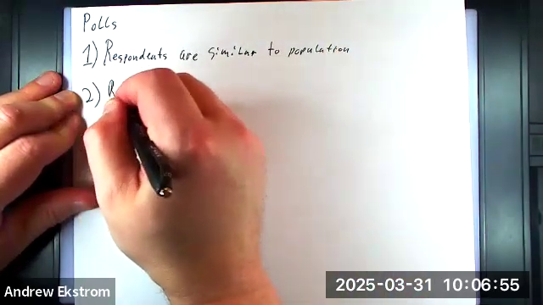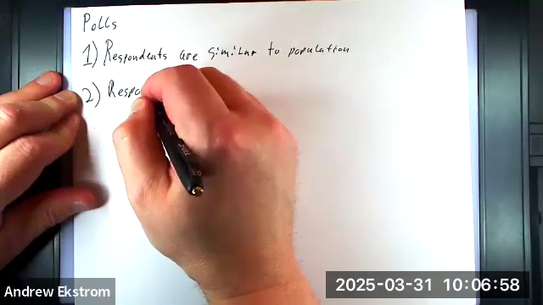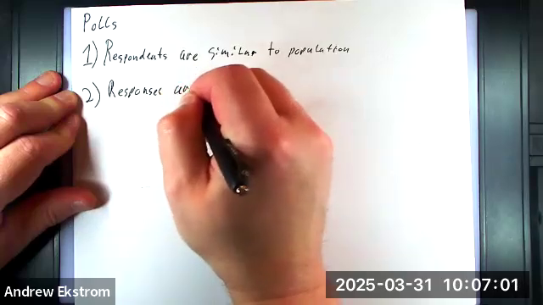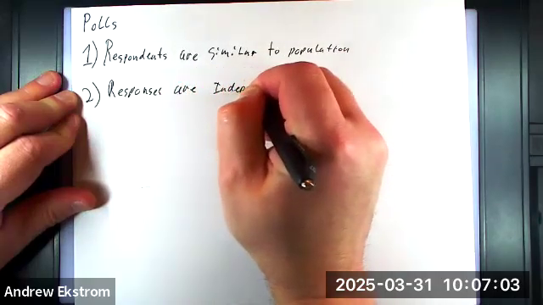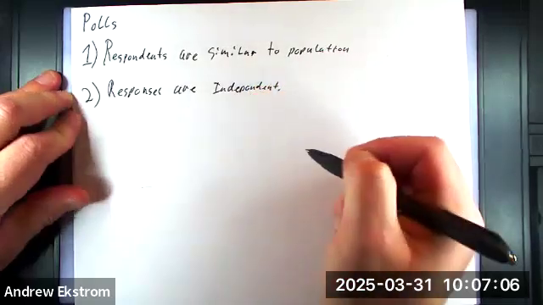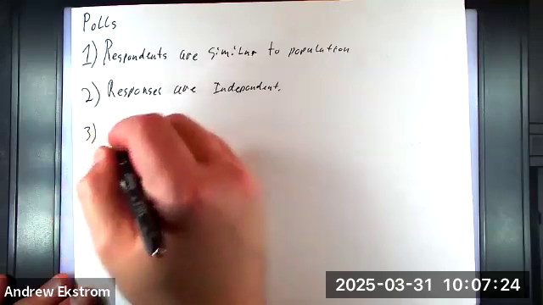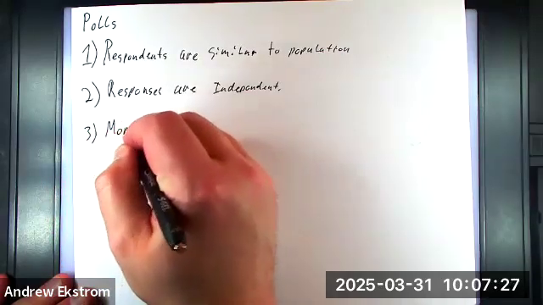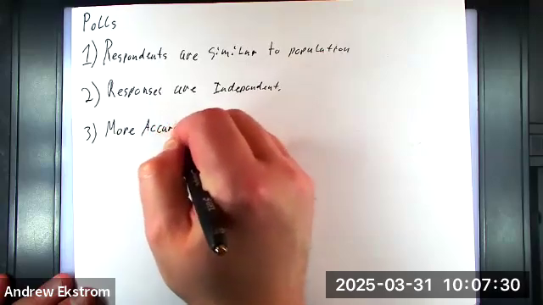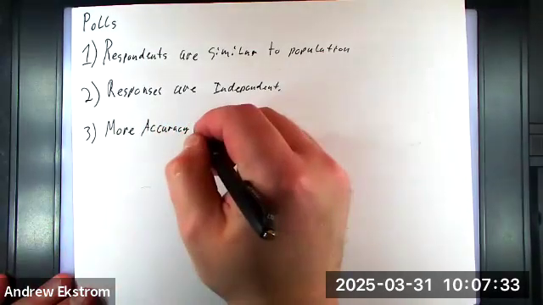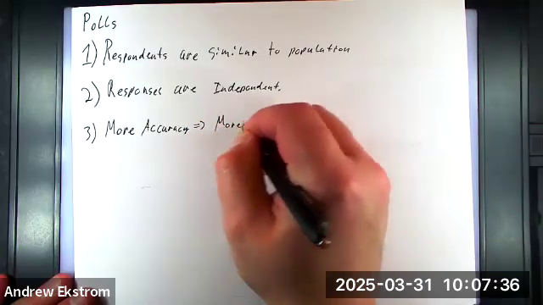Two, you have to make sure that the responses are independent. And then I'm sure there's other stuff, but if you can't do those first two things, don't bother doing anything with your poll because it's going to be total trash. And then another thing that we're going to come up with is, if you want more accuracy in your poll, you need more people.